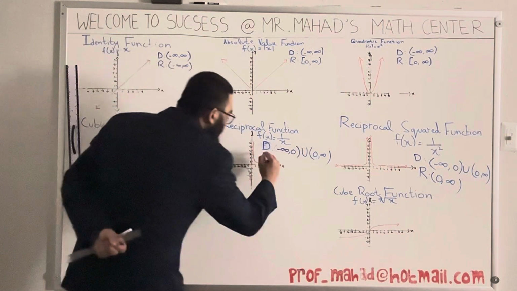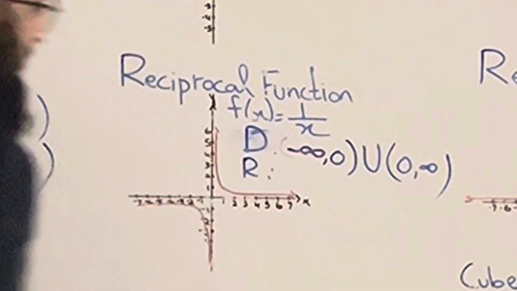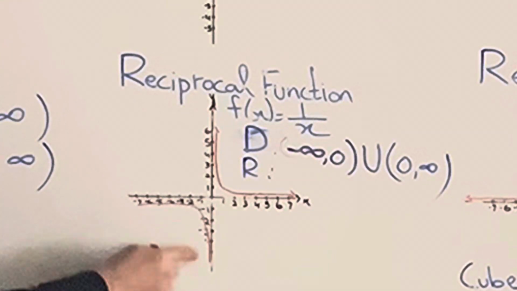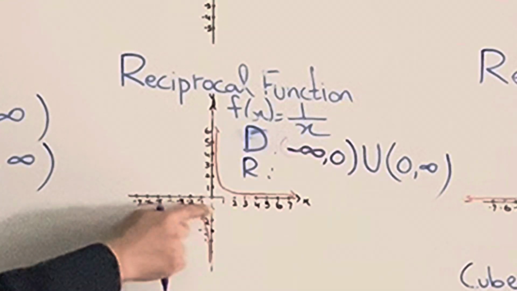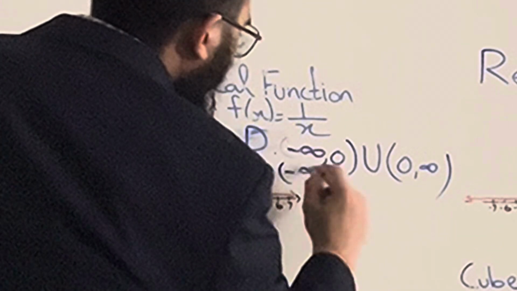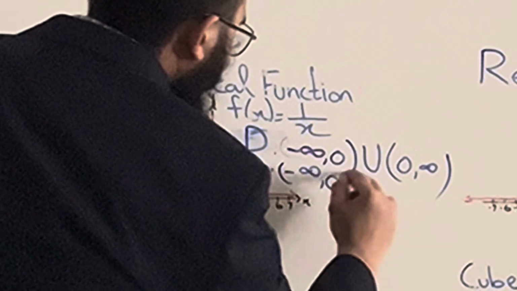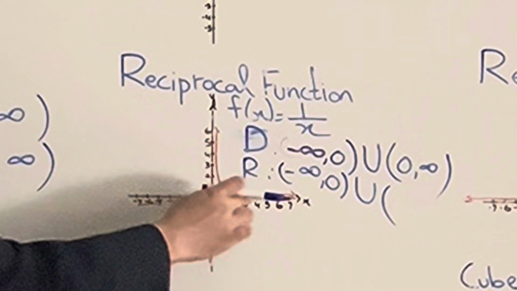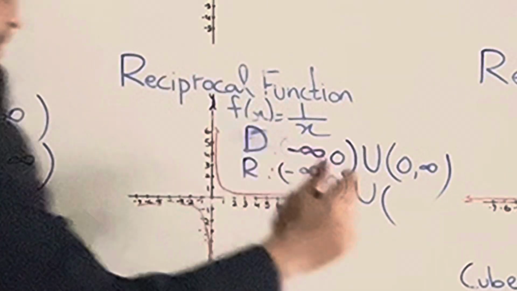We forgot the range for this one. So let's look at the range. It does come from negative infinity towards 0, but never 0. So I would say negative infinity towards 0, union. Again, from 0, it goes towards positive infinity.